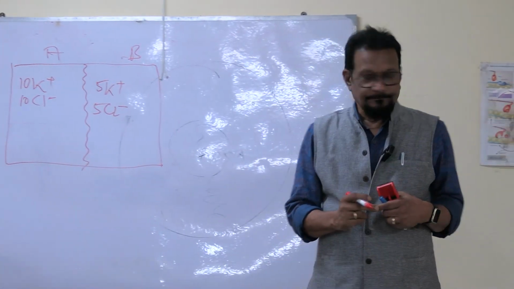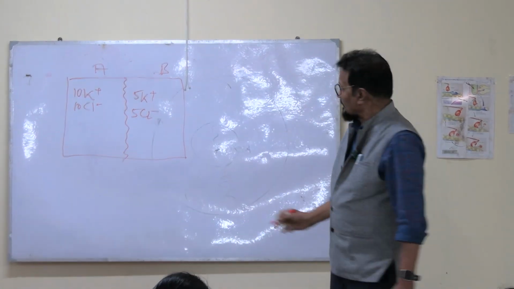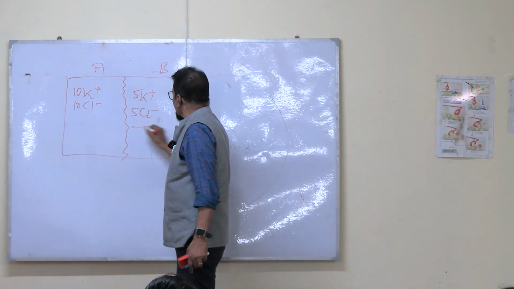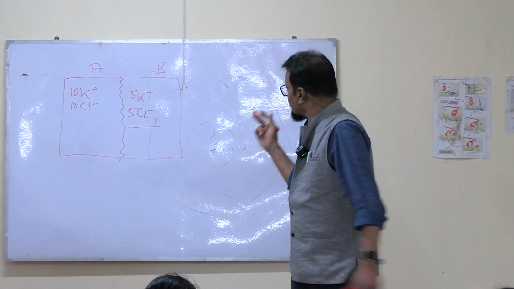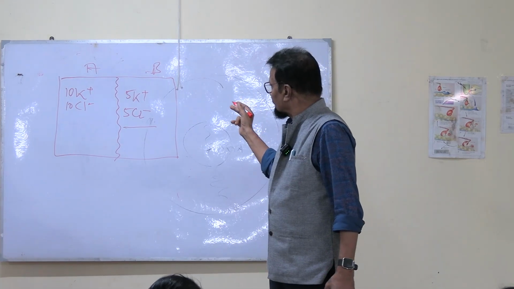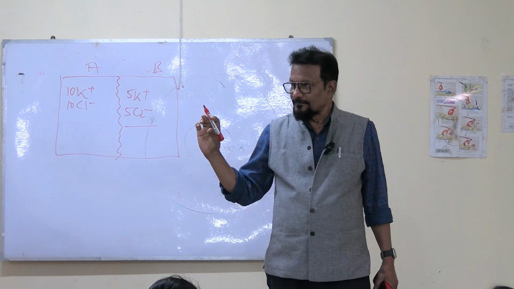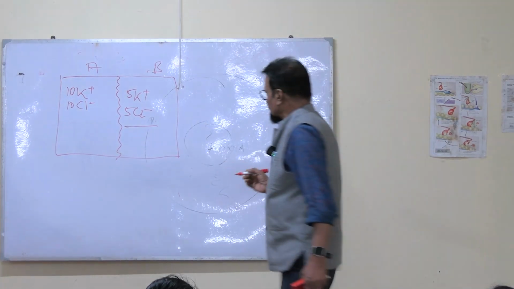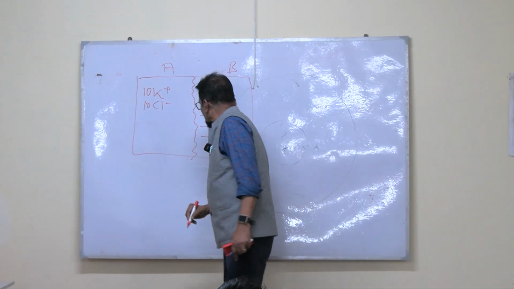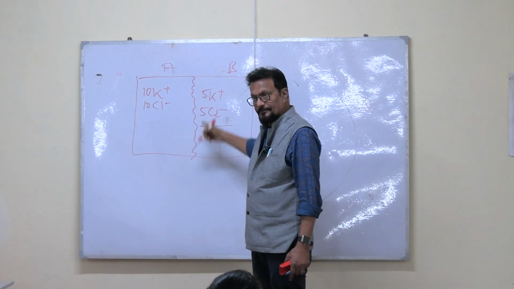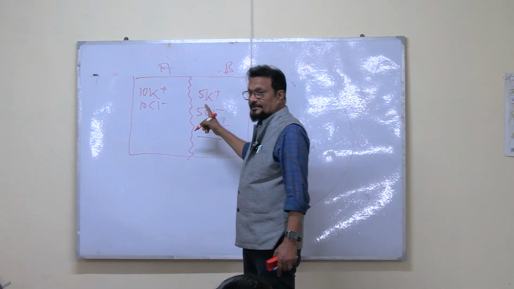Another side has less. Net electrical charge: 5 positive charge on this side, 5 negative charge. So the net is neutral, so this is neutral. This is neutral. And the concentration is also the same. Concentration of 5 K and concentration of chloride is the same.